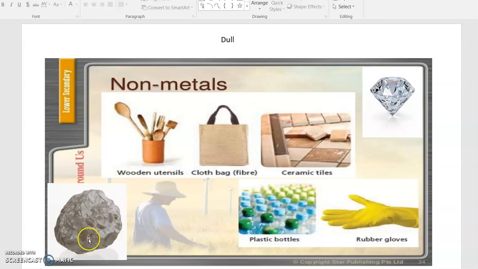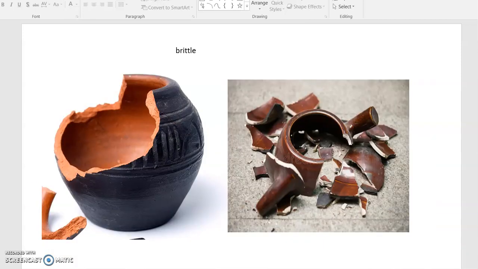Non-metals are not bendy. Okay? They don't bend easily. Non-metals are brittle. Brittle means that if you drop them, they'll break. Or if you apply force to them, they'll break. If you drop them, you end up with something that looks like that.